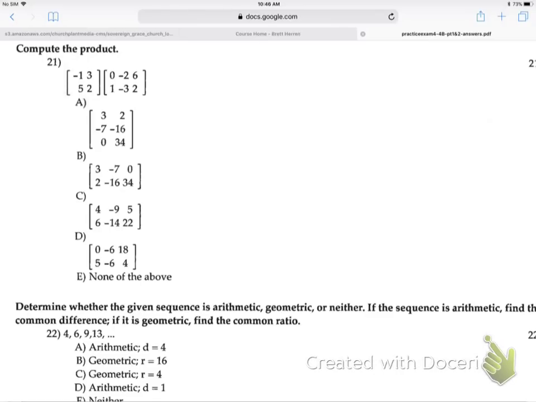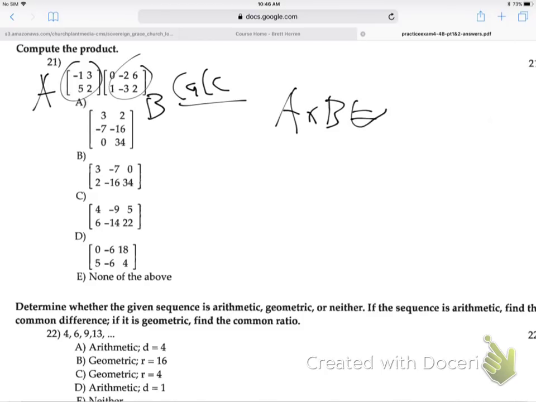So this one, I'm going to say calculator. Again, let this one be A. Let this one be B, and then just go A times B and hit equals on your graphing calculator. Come see me if you have any trouble.